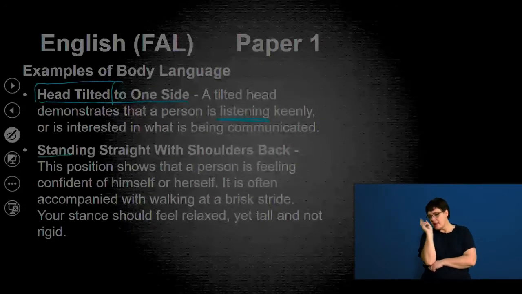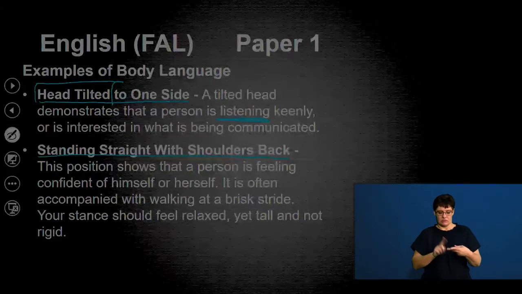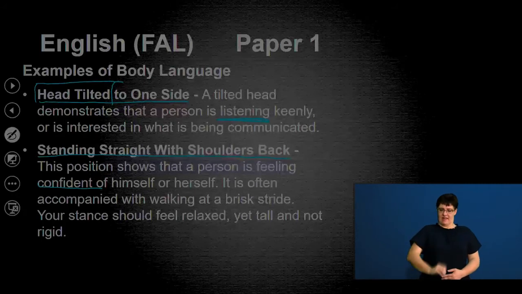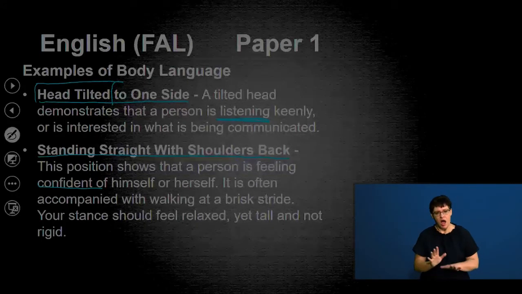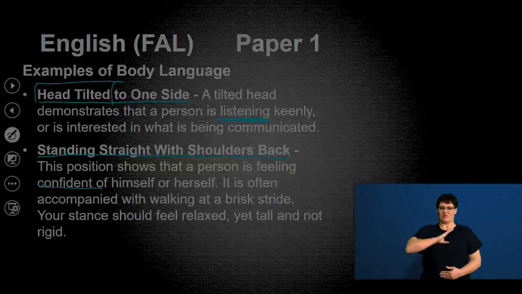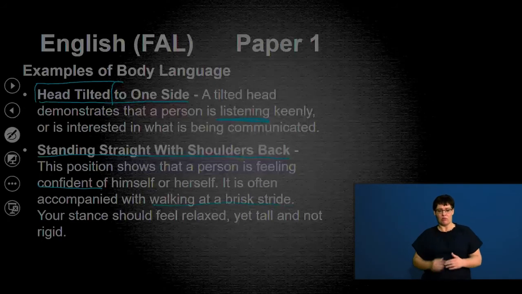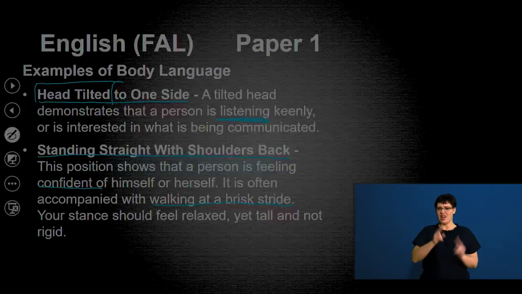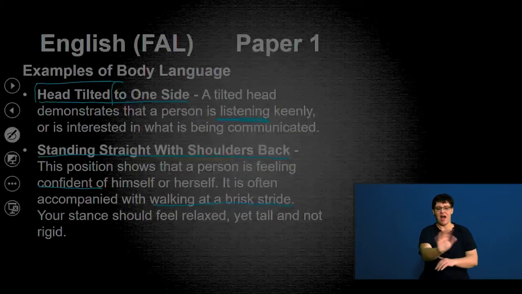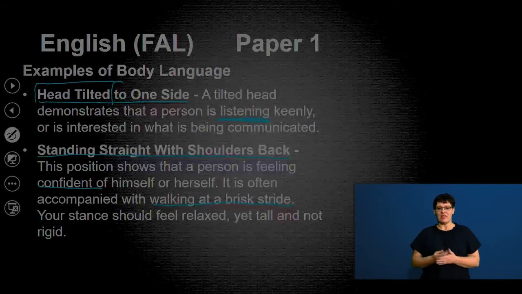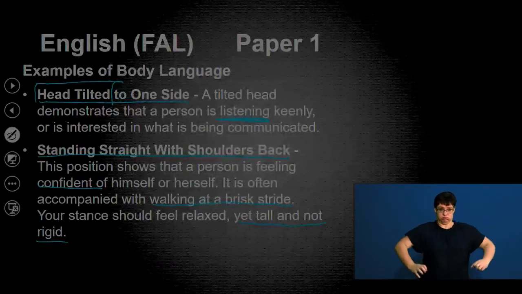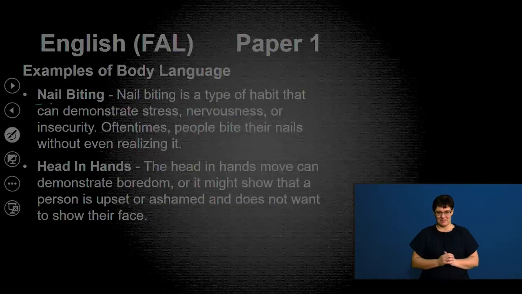So standing straight with the shoulders back, this position shows that the person is feeling confident, okay? So they're not slouching, they're standing firm and straight. It is often accompanied with the walking at a brisk stride. So brisk means that you're obviously walking at a natural pace, there's no hurry. Your stance, you should feel relaxed, yet tall and not rigid. Okay. Nail biting.